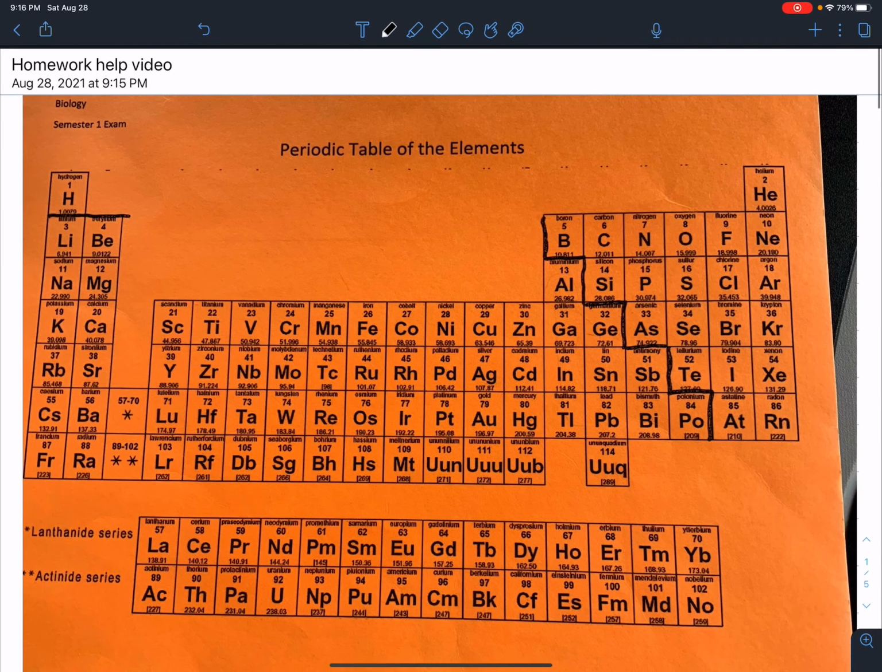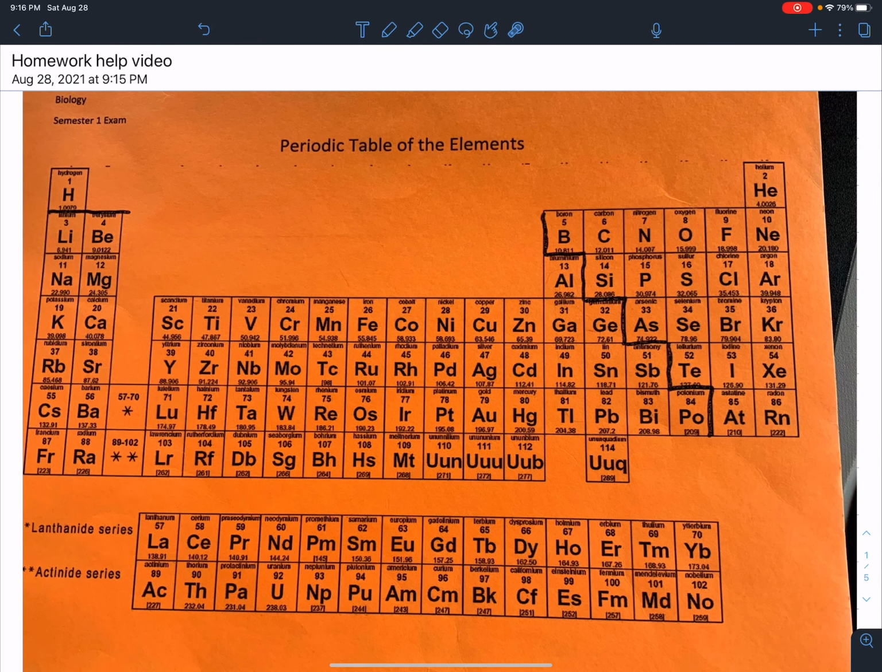Okay, this is a brief amount of homework help, but one of the things we've been learning about in class and for homework is the periodic chart. This is the periodic chart that we're going to be using for homework. We're going to be using it for quizzes. We're going to be using it for tests. I hand these out in class, and I keep a set in class for students to use.